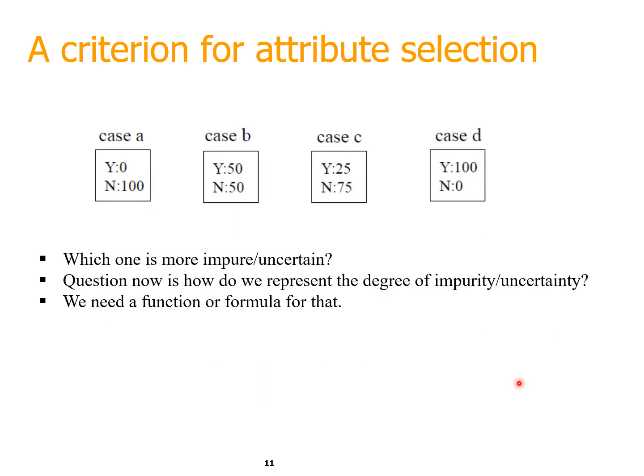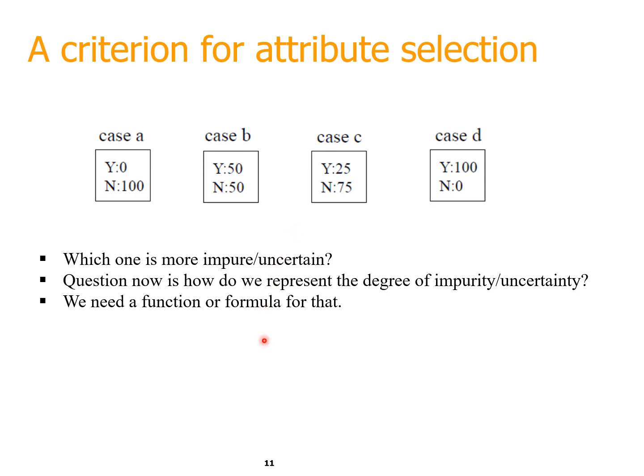So for example, these are the class value distributions. Here we have 100 no, no yes; 50 yes, 50 no; 25 yes, 75 no; and 100 yes, no no. Again, our goal now is to define a function or formula which calculates the degree of impurity in these distributions, okay?